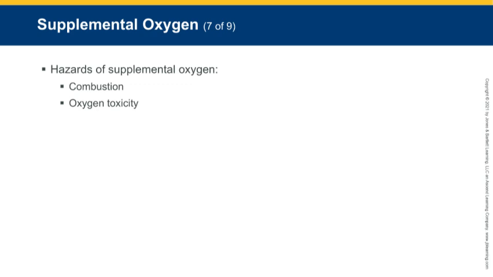While oxygen is life-saving, improper use can cause complications. The two main hazards of supplemental oxygen are combustion risk. Oxygen does not burn, but it accelerates combustion, meaning that open flames, sparks, or smoking near oxygen sources can cause a fire. Always ensure proper ventilation and keep oxygen tanks away from ignition sources. Oxygen toxicity. Breathing high concentrations of oxygen for prolonged periods can damage lung tissues. Patients with COPD or other chronic lung diseases are particularly susceptible, and oxygen should be administered at the lowest effective dose.